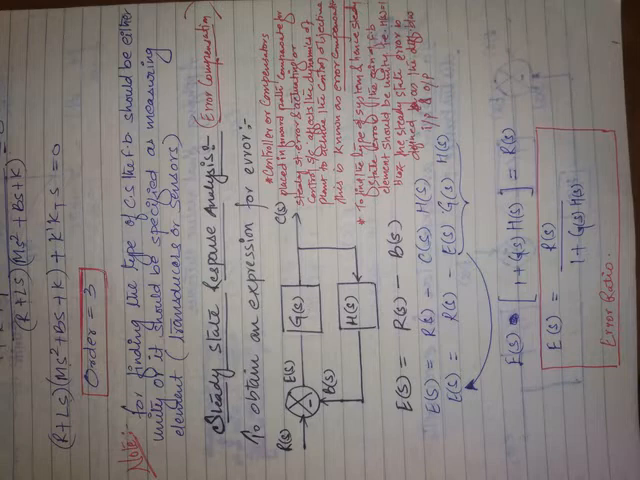R of S by 1 plus G of S, H of S. This is called the expression of error, defined as the error ratio. Error ratio is E by R. E by R is equal to 1 by 1 plus G of S into H of S.